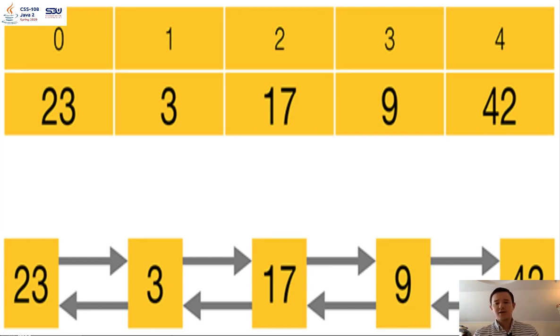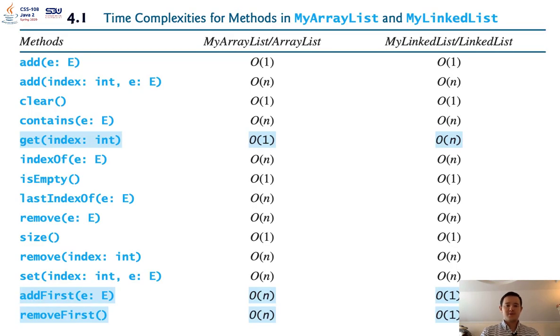So these two data structures, array list and linked list, store the same data, but in different ways, right? And when it comes to doing certain operations, they behave differently. So let's look at some of the operations you can do with array lists and linked lists. We're going to be looking at each of them one by one.